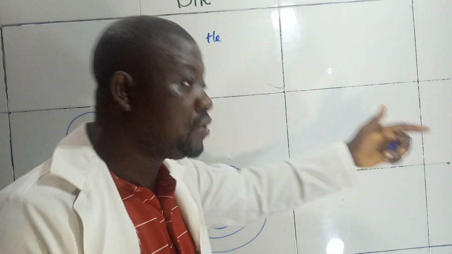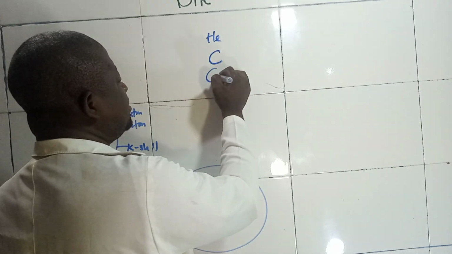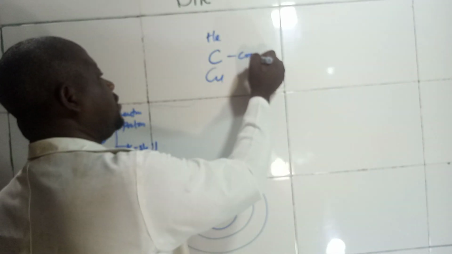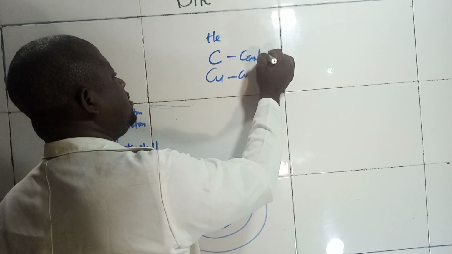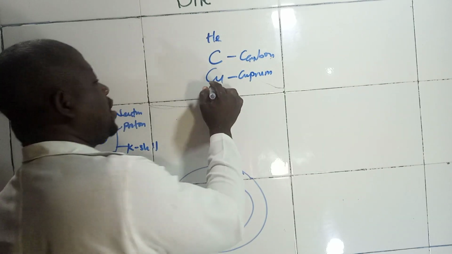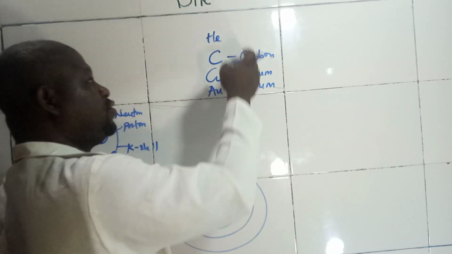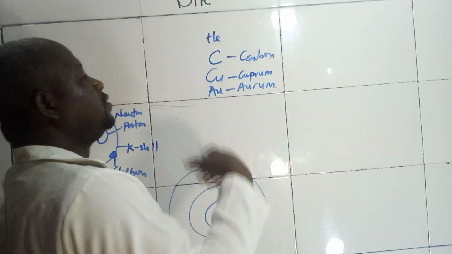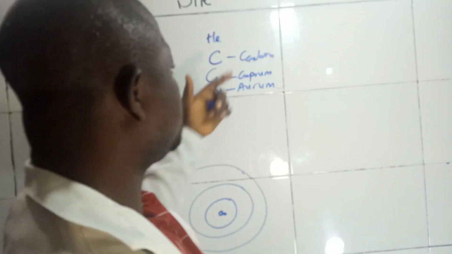Helium, He. So they used the Latin name to coin the letters for all these elements. Look, you can see copper, Cu. This is carbon, sorry. C is carbon. This is cuprum, which is copper. You can have Au, which is aurum, and that is your gold. So they use the Latin name. So when you see one letter or two letters, they are just using that to denote all those elements. So don't be perturbed, don't be disturbed.